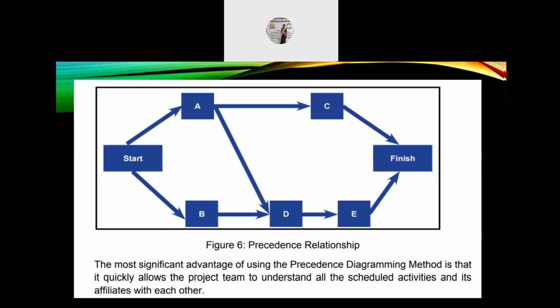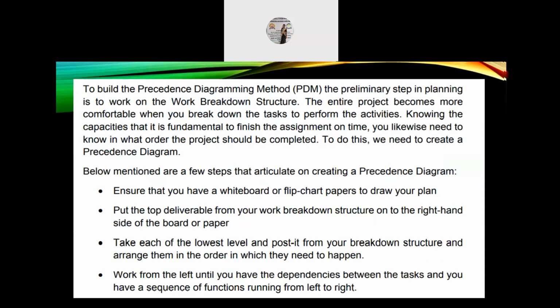So the most significant advantage of using the precedence diagramming method PDM is that it quickly allows the project team to understand all the scheduled activities, and how they affiliate and coordinate with each other. From A to E, we have to run it from left to right. At first A will be the lowest level, and likewise you have to note down your work. This is how you will know which is the lowest and which is the highest level.